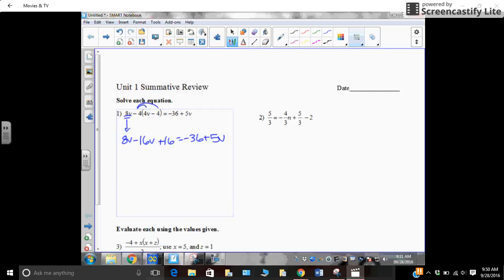And then the next thing you need to do is ask yourself if there's any like terms that can be combined. So on this problem, we have 8v and -16v, which can be combined to -8v plus 16 equals -36 plus 5v. Then we want to collect our variables to one side. So I'll add 8v. That leaves me with 16 equals -36 plus 13v.